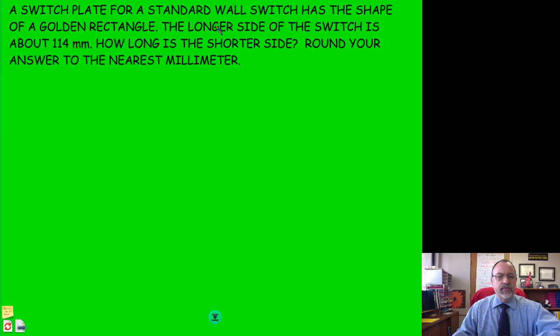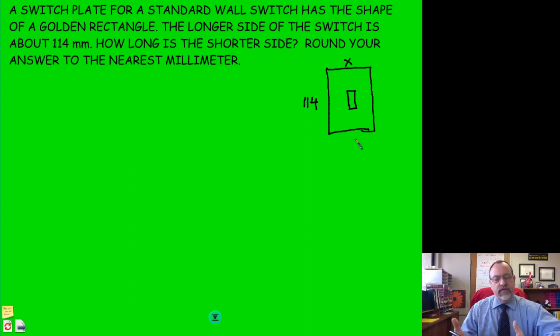So here we have a switch plate for a standard wall switch. The plate that goes over the switch in the wall has the shape of a golden rectangle. So the longer side of the switch plate is about 114 millimeters. What is the length of the shorter side?